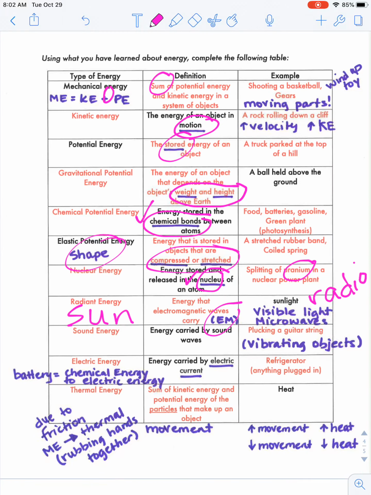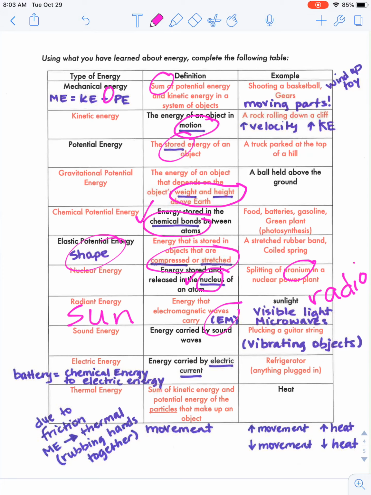Okay, electric energy. Energy carried by electric current. So anything that is plugged in, refrigerator, your iPad charger, your iPhone charger, all of that. If it's not plugged in, you're not going to get that electric energy. You are not going to be able to use that device. So it's carried by electric current. So the idea of a battery, what a battery will do is battery is chemical energy that is able to be converted to electric energy.